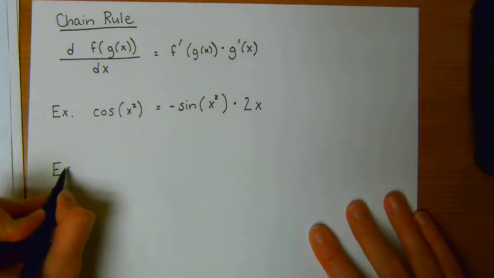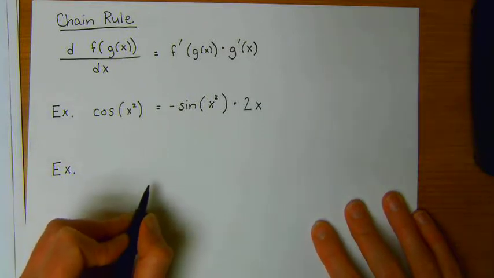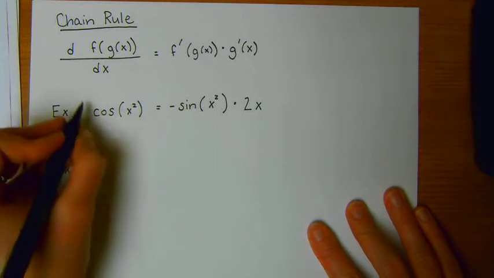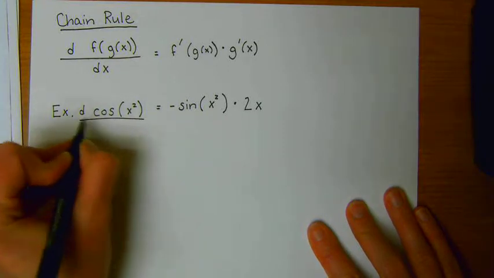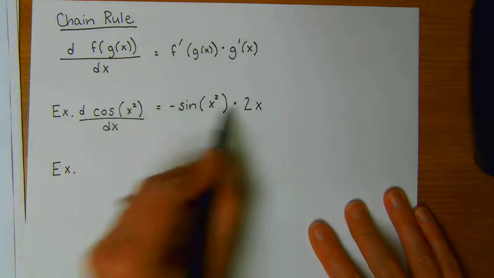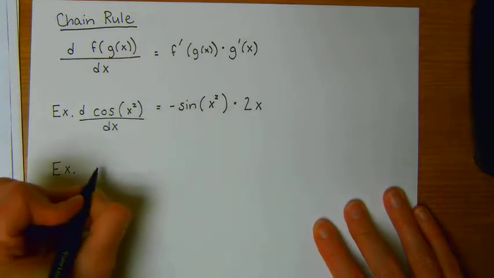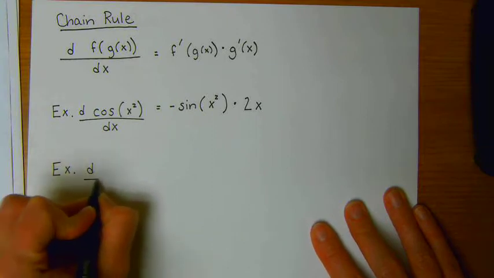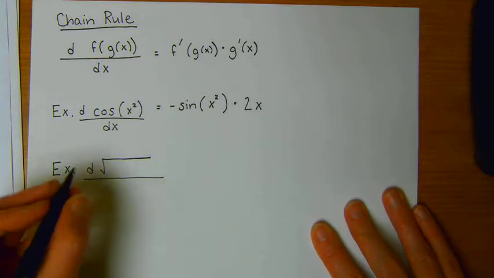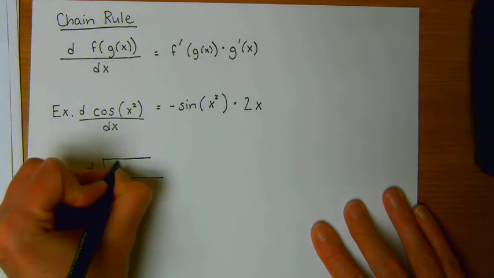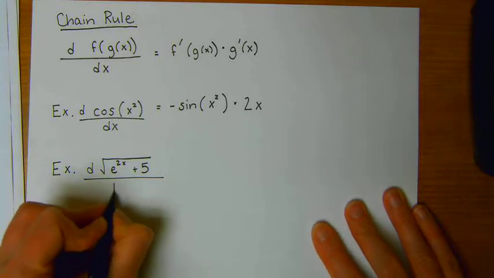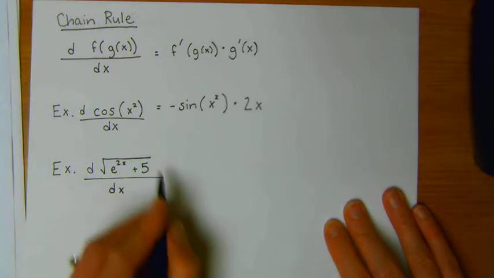One more example, because these are some of the more difficult types of derivatives. Whoops! I had my notation wrong. I was taking the derivative of this function is equal to this. Clearly these two things are not equal. So let's consider another derivative. I want to look at the derivative of the square root of e to the 2x plus 5. And I'm going to do this in a couple of steps.